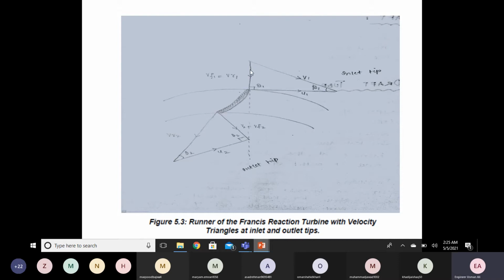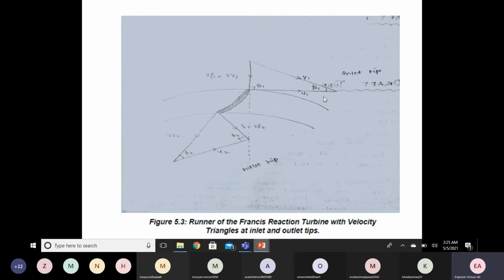If the entry of the water is 90 degrees, then VF1 is equal to VR1. VR1 is the relative velocity at inlet. VF1 is the flow velocity at inlet. V1 is the absolute velocity at inlet, and it is actually a component of VF1. U1 is the blade velocity, or vane velocity, at inlet. Vane means blade. So the velocity of blade and velocity of vane at inlet is U1.